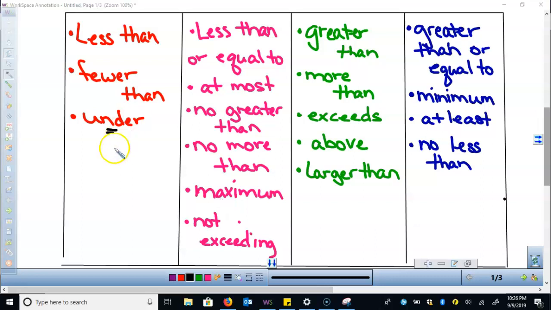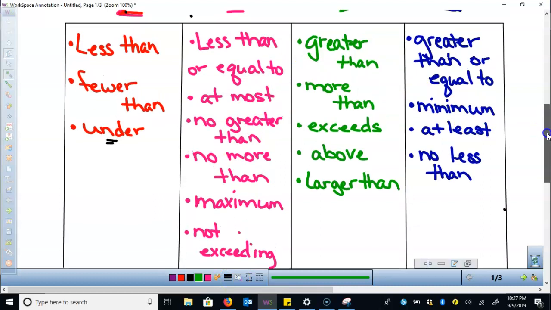Another keyword for less than or equal to is not exceeding. We do not want whatever we're discussing to be over the amount given. This one works more with money situations where I have a certain amount of money and I cannot spend any more than that amount. So my total cost cannot exceed the amount that I have.